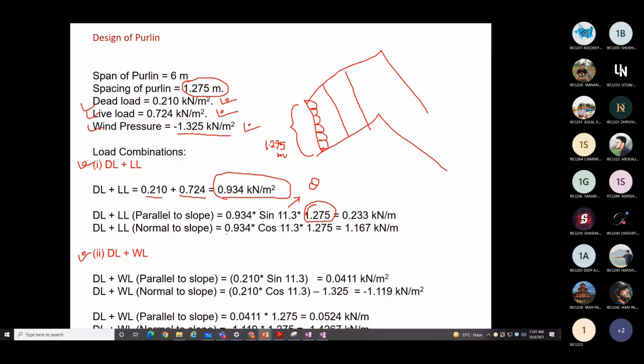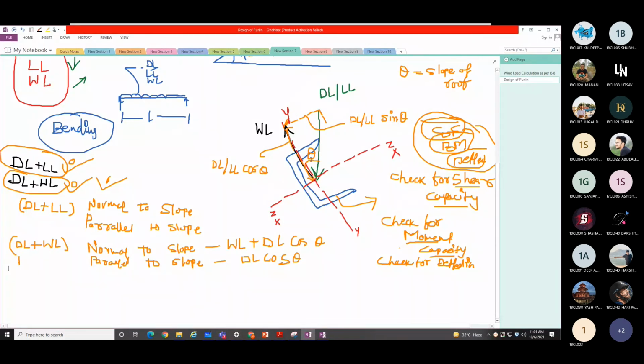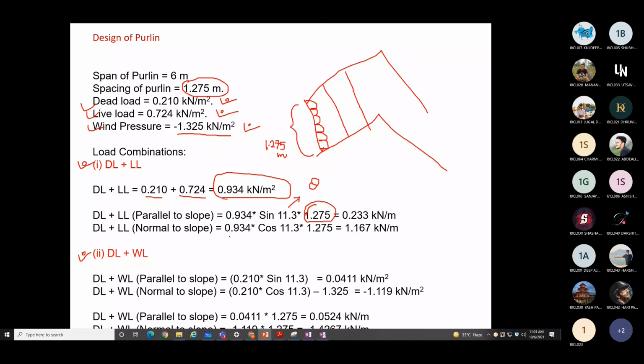In the same way, dead load plus live load normal to the slope. What will normal to the slope be? Normal to the slope is cos theta, right? So 0.934 into cos theta. Again we need it per meter length, so multiply with the spacing. That will give the dead load plus live load.